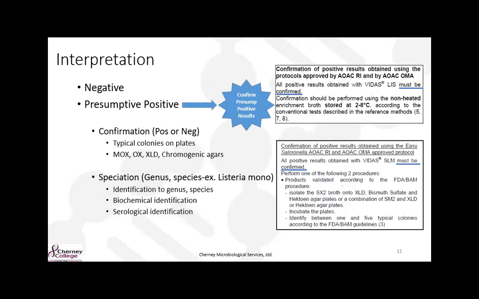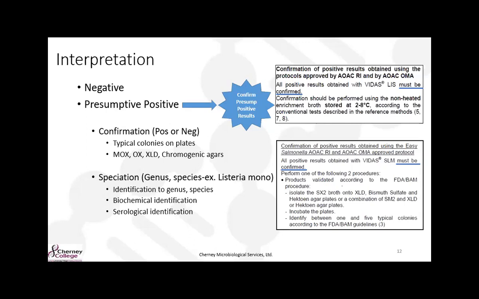So that interpretation comes out to us here at Cherney as either negative or presumptive positive, and we'll let you guys know if you have a presumptive positive. And it's especially important for product that if you get that notification, you should always have those confirmed. Over on the right, there are some excerpts from AOAC and from the product inserts that state if you're using Listeria, all positive results obtained must be confirmed. Likewise, below with the Salmonella, it says your results should be confirmed because this is technically a screening method. So you'll want to go through the plate interpretation and make sure that you confirm those positive results.